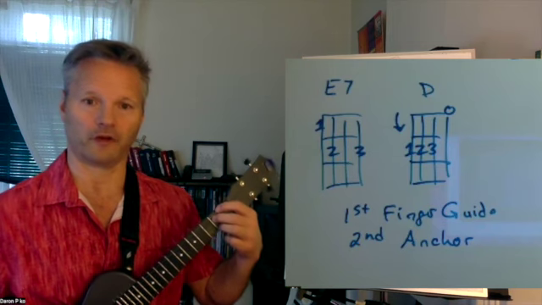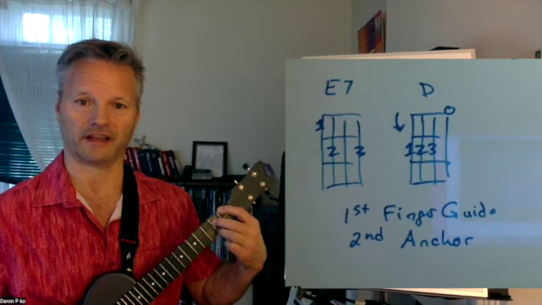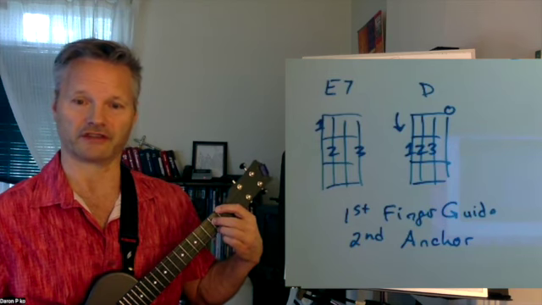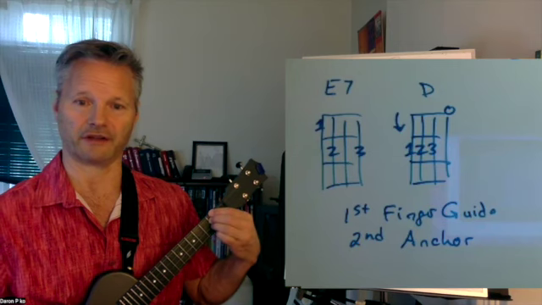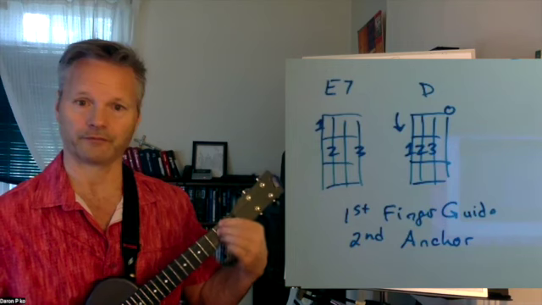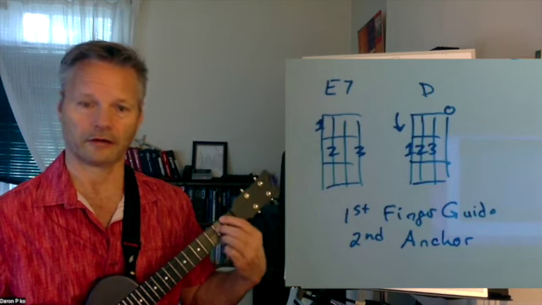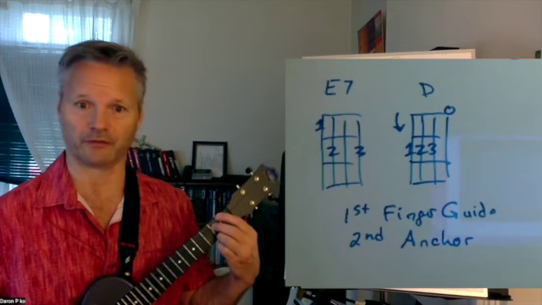But when you do them well, there's hardly anything happening. Middle finger stays where it is, pointer slides in, ring finger changes strings. So E7, D. And you can practice that 10 times or so.